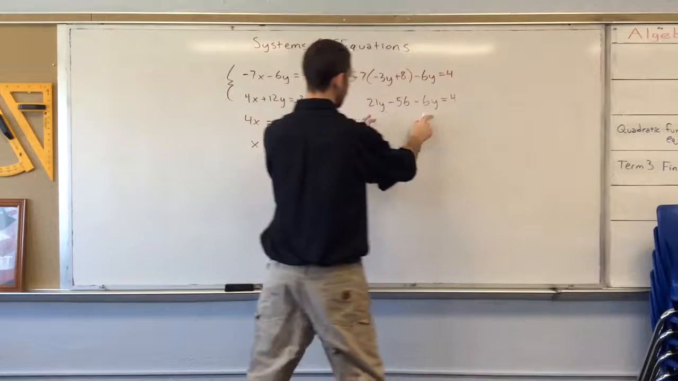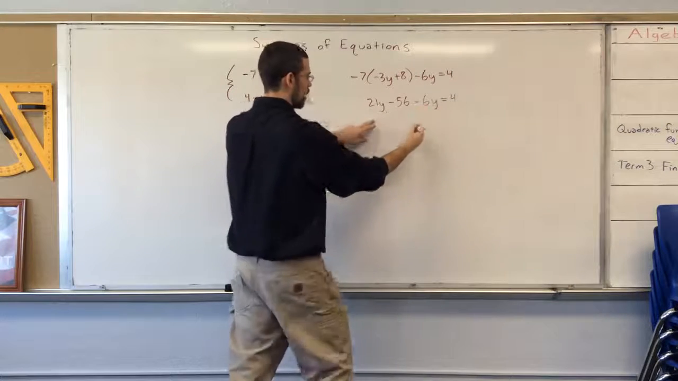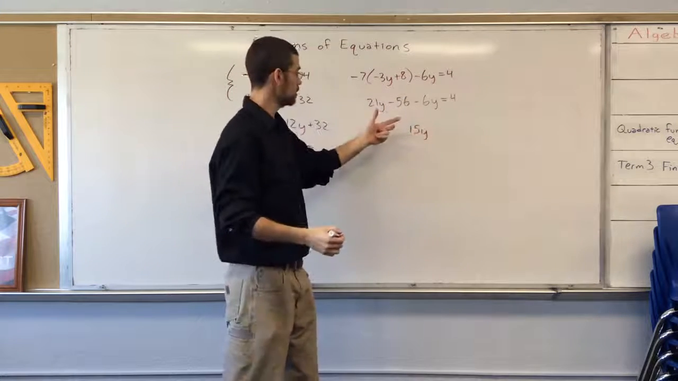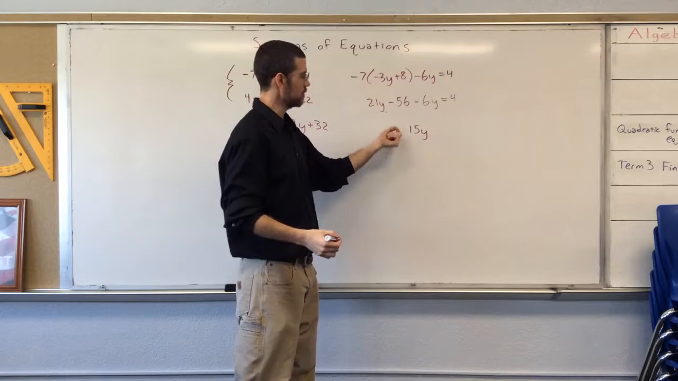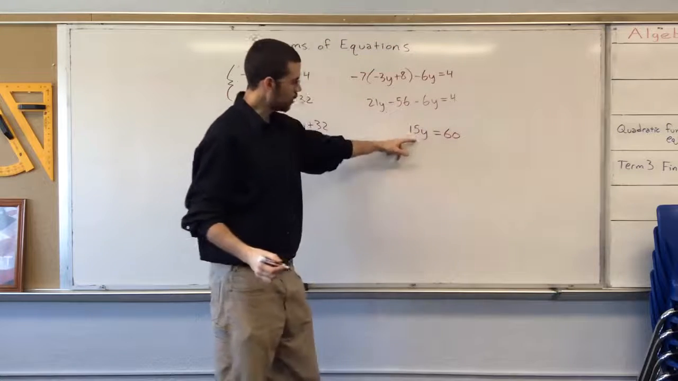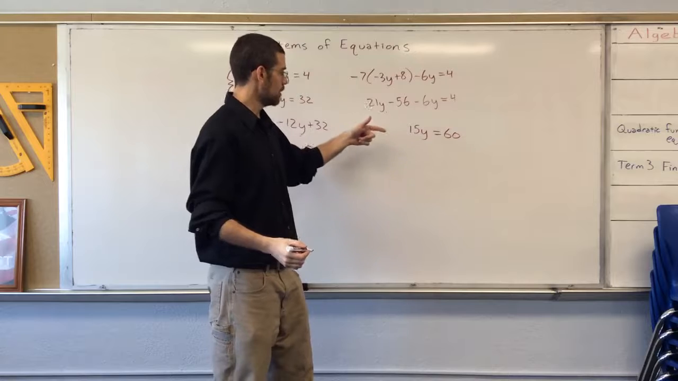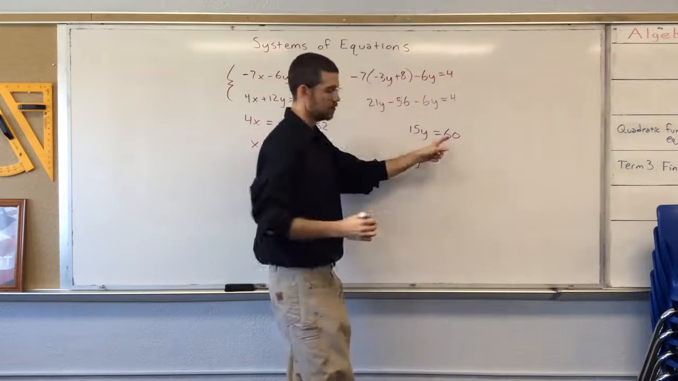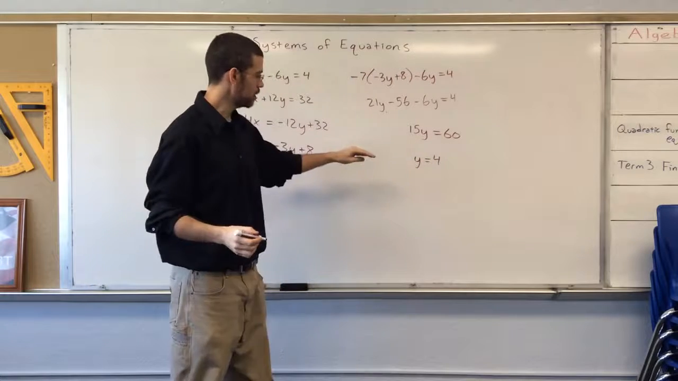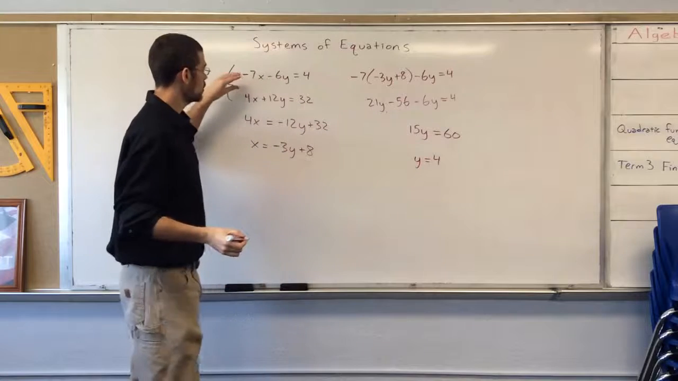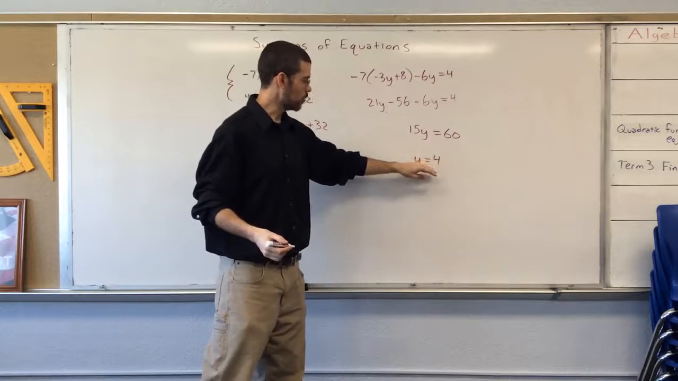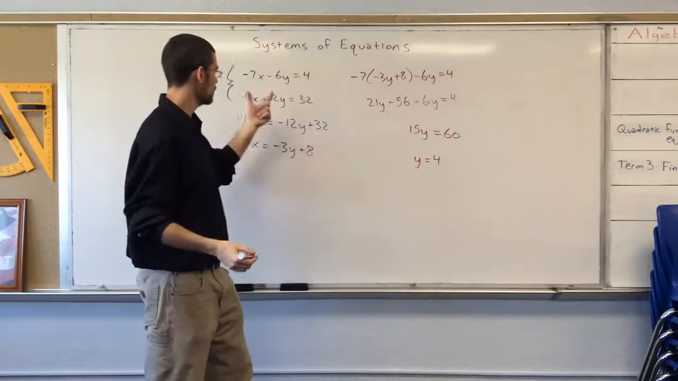Now, combine like terms. 21y minus 6y is 15y. If we add 56 to both sides of the equation, that cancels this -56. 56 plus 4 is 60. If we undo multiplying by 15, we will get y alone. And 60 divided by 15 is 4. So if we did everything right, we now have the y-coordinate of our solution, or our intersection of these two lines. So we'll take y equals 4 and we'll substitute 4 wherever we see a y.